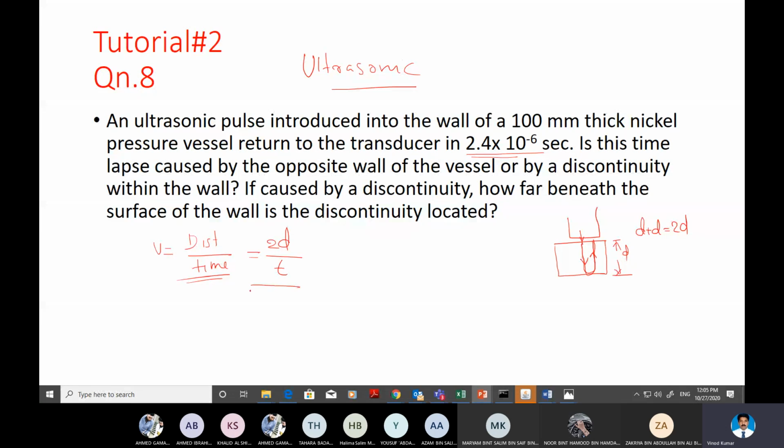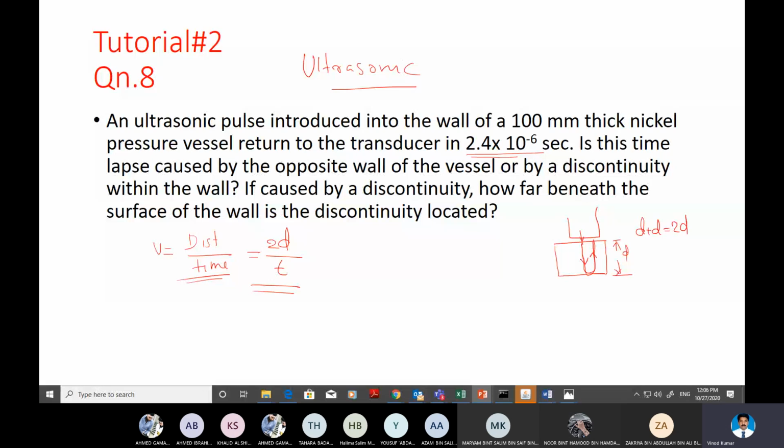T is the time taken by the ultrasonic waves to travel from the top to the back wall and then come back to the same point. So this is the basic equation used for solving these questions.